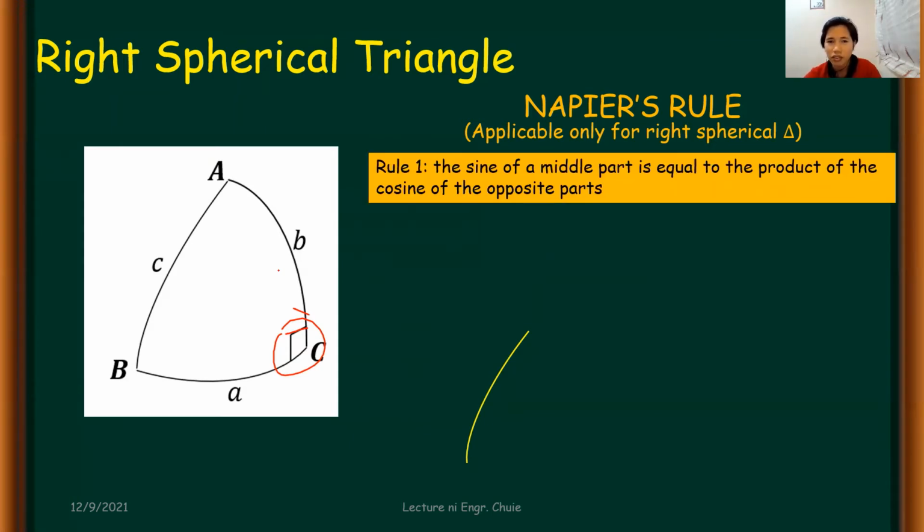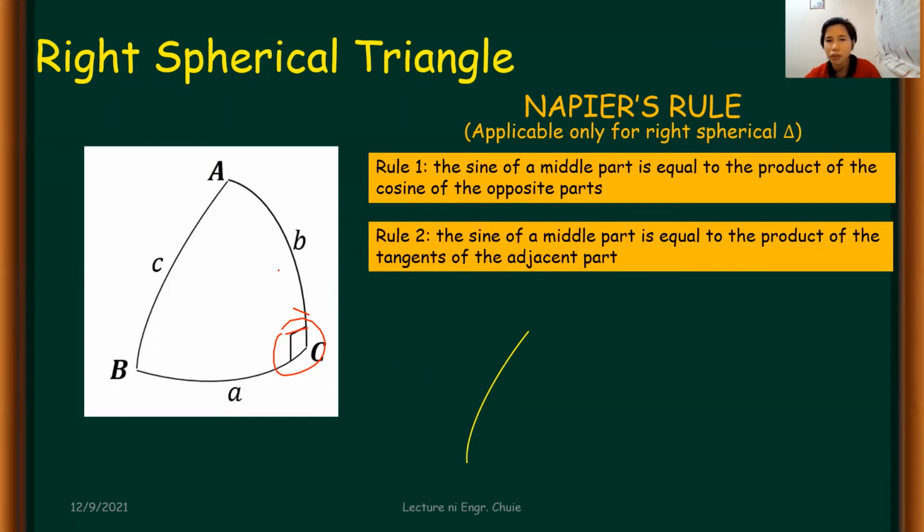So number 1, rule 1. The sine of the middle part is equal to the product of the cosine of the opposite parts. Then rule number 2, the sine of the middle part is equal to the product of the tangent of the adjacent parts. So medyo magulo.